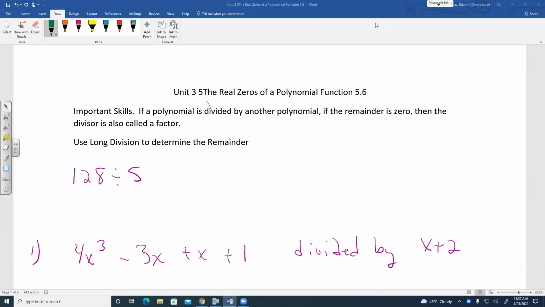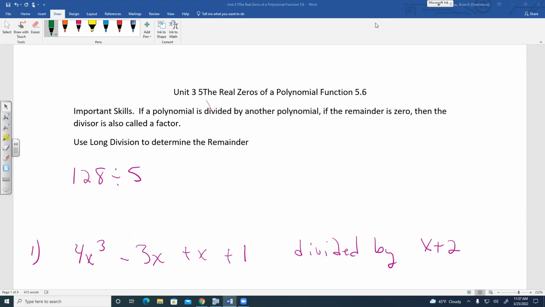Today, let's look at Unit 3. This would be lesson number 5, the real zeros of a polynomial function. This would be chapter 5, section 6. So to do this section here, we're going to work with some higher degree polynomials. So we're going to touch on some division strategies.